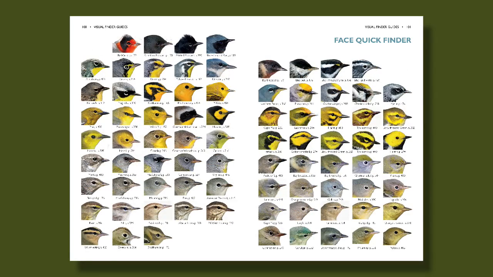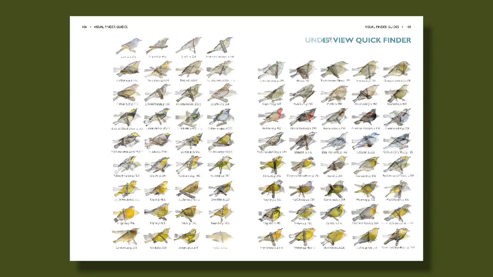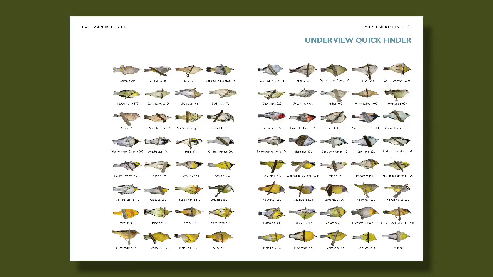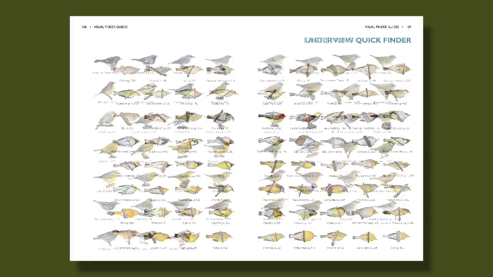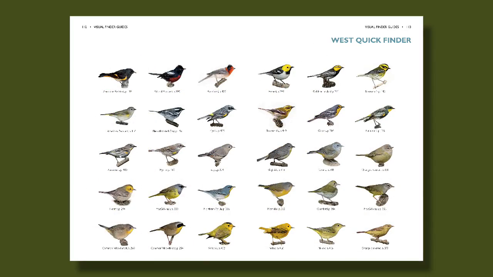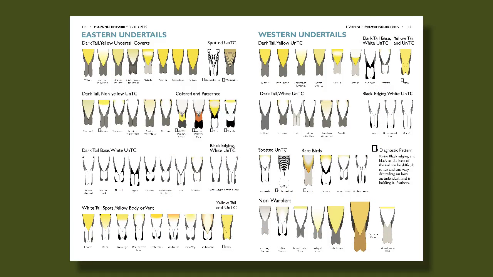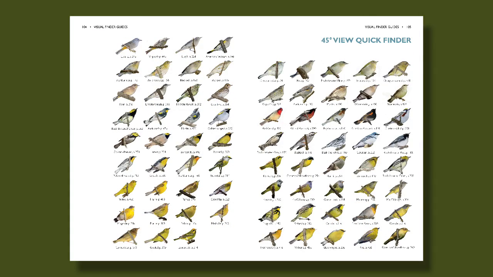They include a face Quick Finder, a side view, 45-degree view Quick Finder, and an undertail finder. And then quick finders that are broken up by area. So we have eastern U.S. spring and fall, as well as western U.S., which we didn't break up by spring and fall because the birds are similar in both seasons. Finally, we have an undertail finder with illustrations done by Catherine Hamilton. Let's take a quick look at a 45-degree quick finder and see how it can help you get to the bird you're interested in quickly and efficiently.